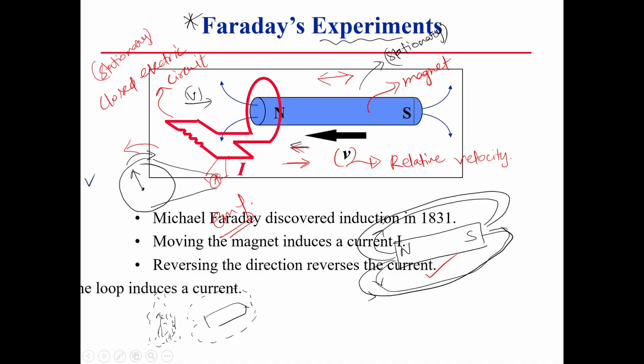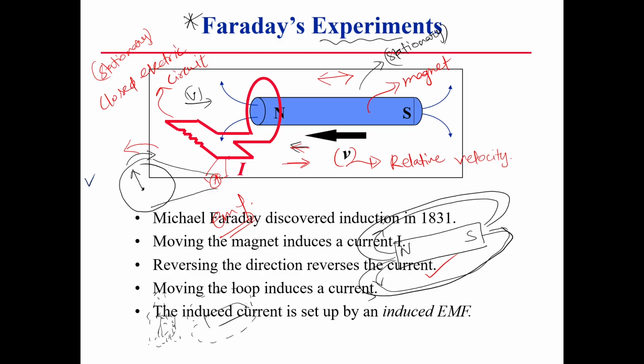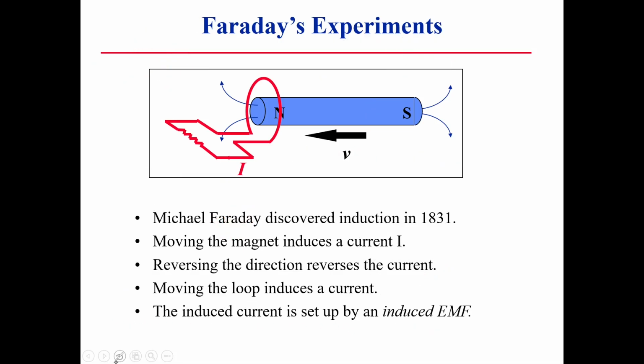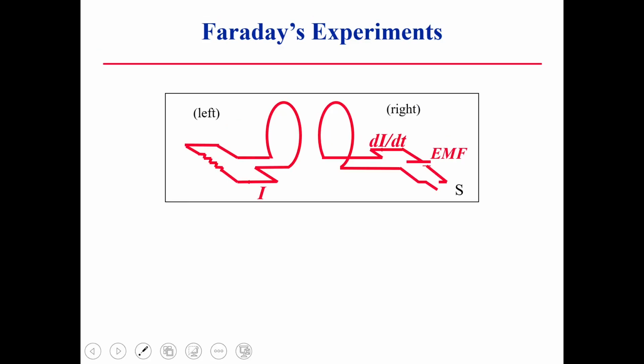And then moving the loop induces a current. Yes, you can also move the loop by keeping the magnet stationary. The induced current is set up by an induced EMF. This is what induced EMF is basically known as. These are very important points that you can mention in the exam paper. The induced current is set up by an induced EMF. So can you write all of these things? Nice.